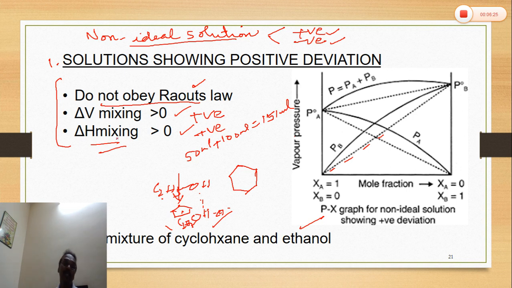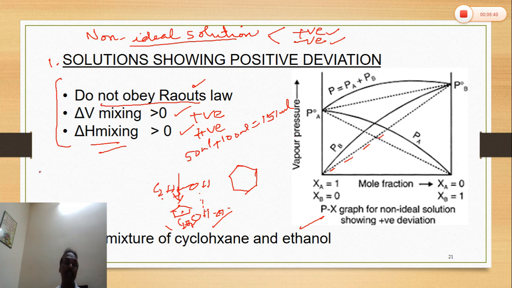Similarly, the heat is also absorbed. Delta H is positive. Delta H is positive, that is, more heat is required.